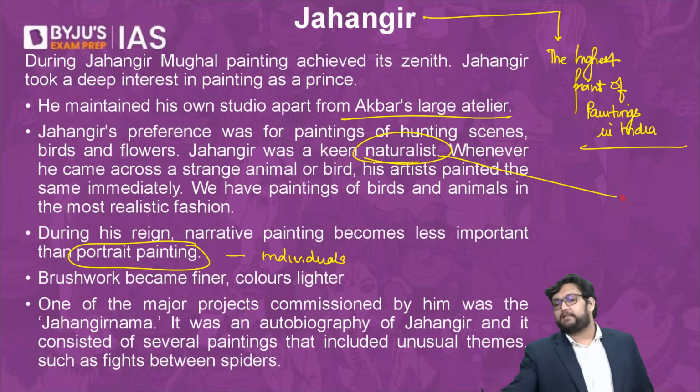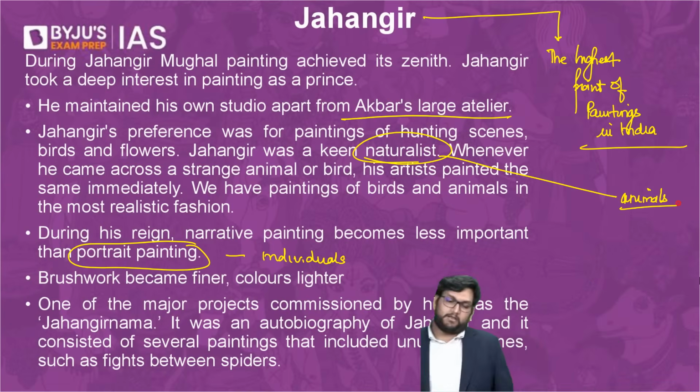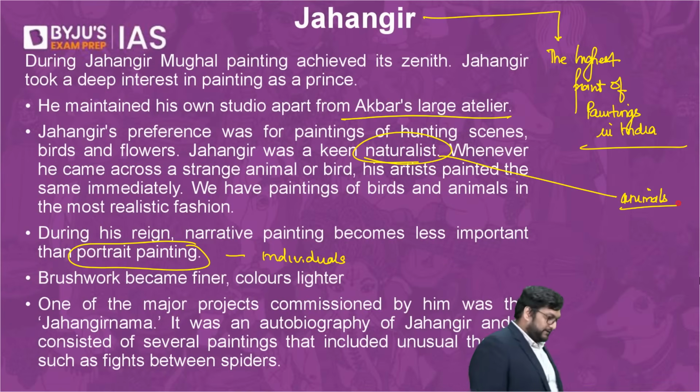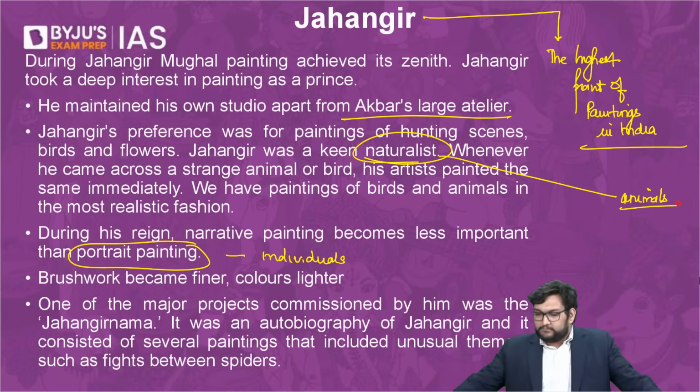Naturalist means that he captures animals quite a lot. That is why whenever Jahangir went on hunting expeditions, he would take a painter with him for sure. Because of that, a lot of different birds and animals which don't exist today were also captured by his painters.